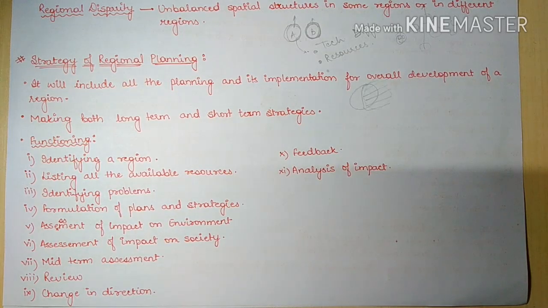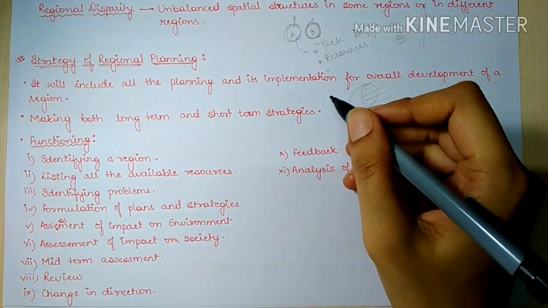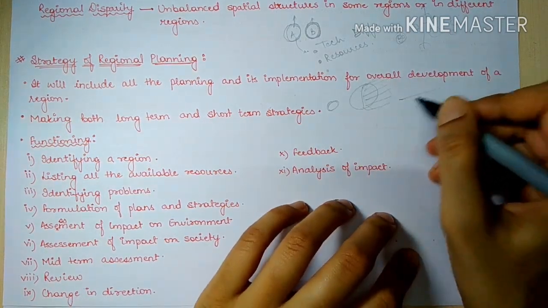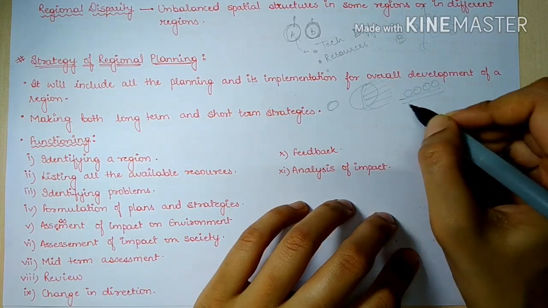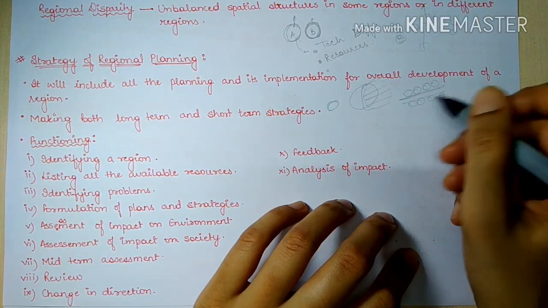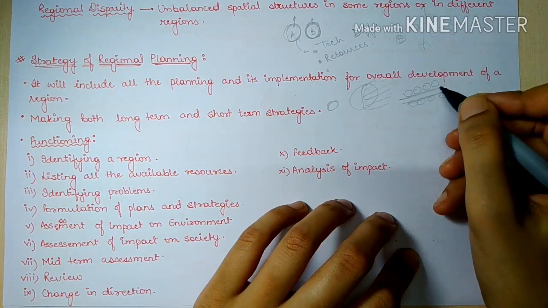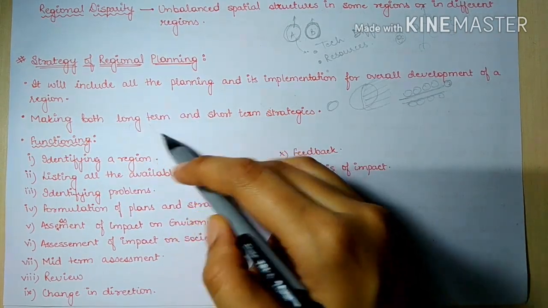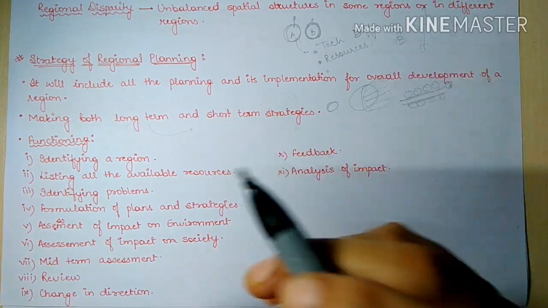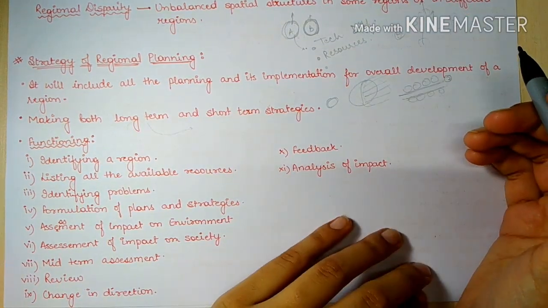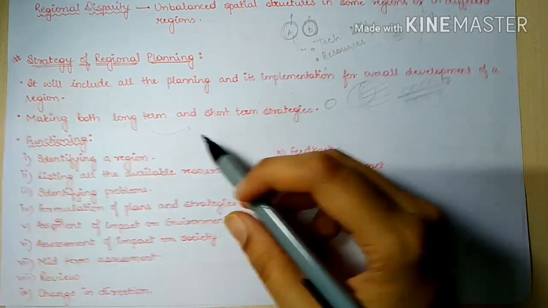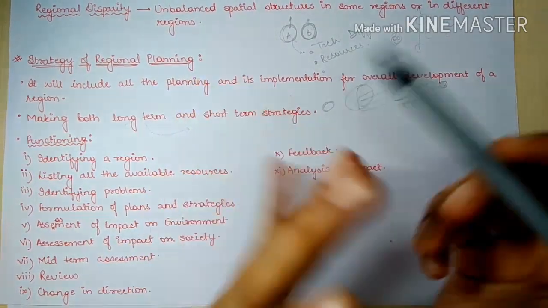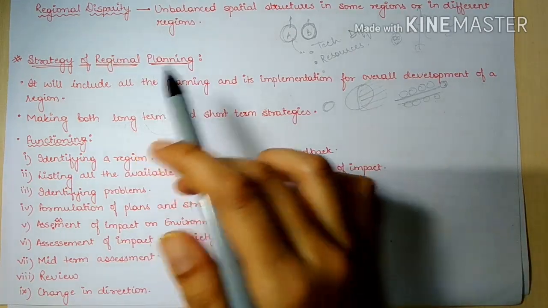The strategies that are made in regional planning should be both long and short term strategies. Short term strategies are used for short term goals, for example, first we have to build pakka houses for the people within 2 years. So this is our short term goal. A long term goal is that each and every person in the society will be well qualified, well educated, and skilled. So there should be both long term as well as short term strategies in regional planning.